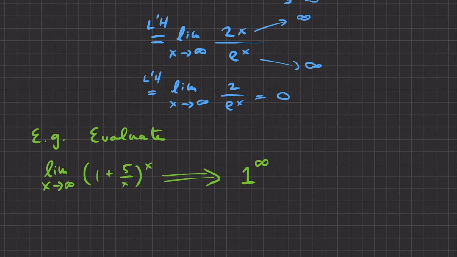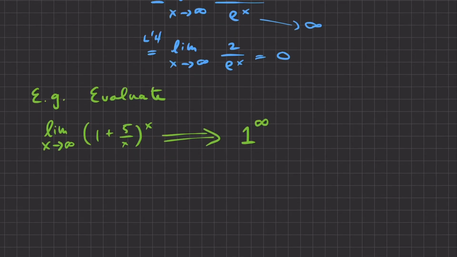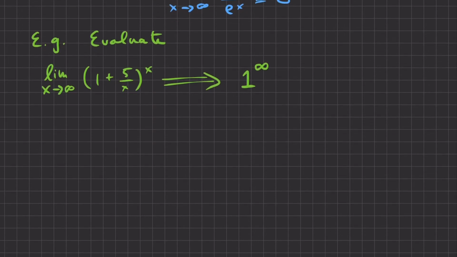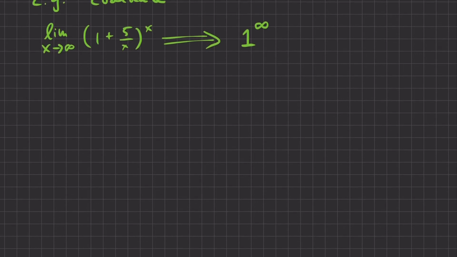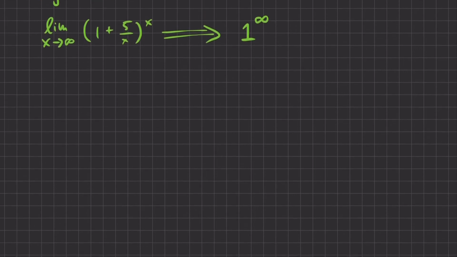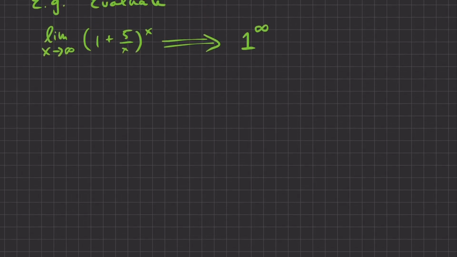And if you happen to recall the definition of Euler's constant e, this looks a lot like that. So we'll probably get something that has to do with e, but we're going to have to sort of work with this for a little bit. Okay, so first of all, this is how we're going to attack this one, and you may be asked to do something really similar to this at some point. So pay close attention.